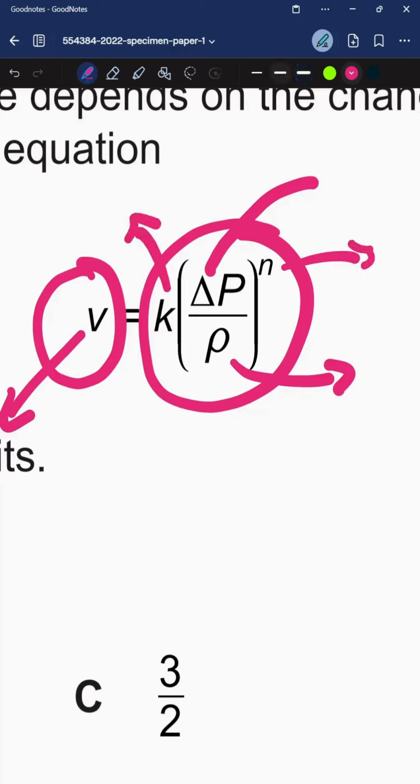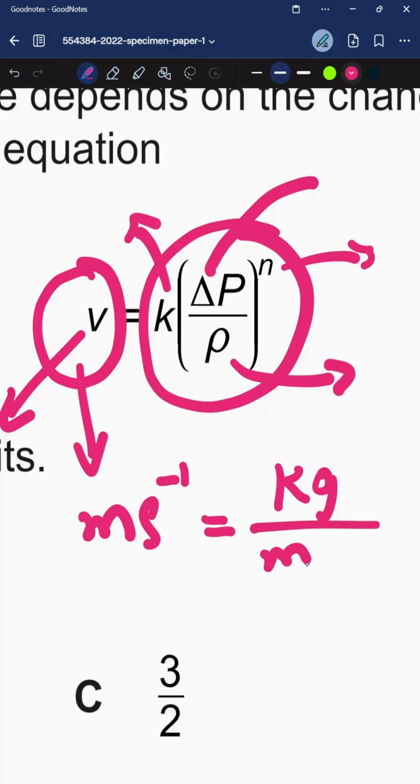So we know that V is measured in meter per second, and this is a homogeneous equation. K has no units, and we have delta P, the change in pressure. So the change in pressure will again be a quantity of pressure. Pressure is measured in kg over meter second squared, and this is divided by the density.